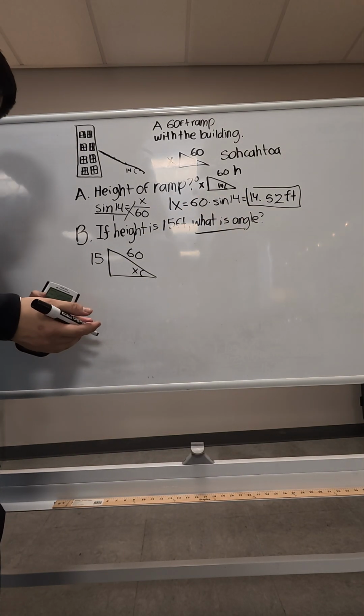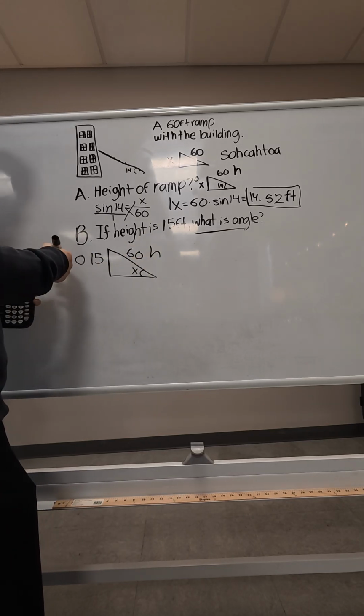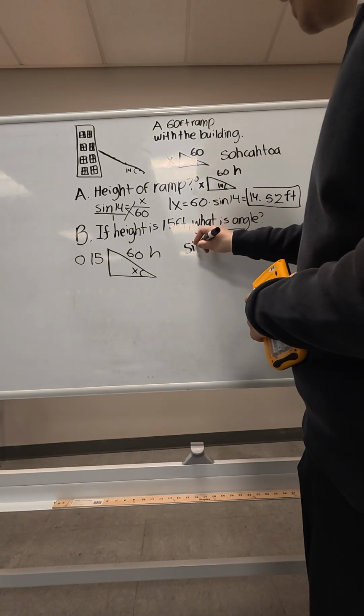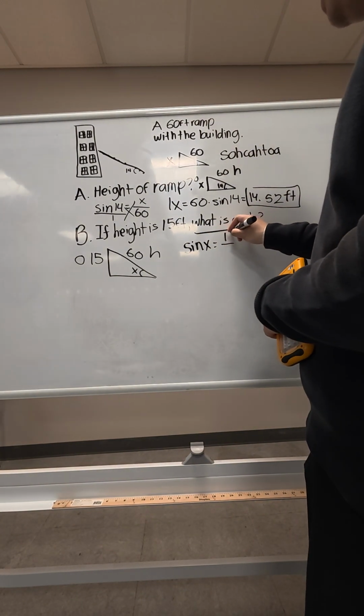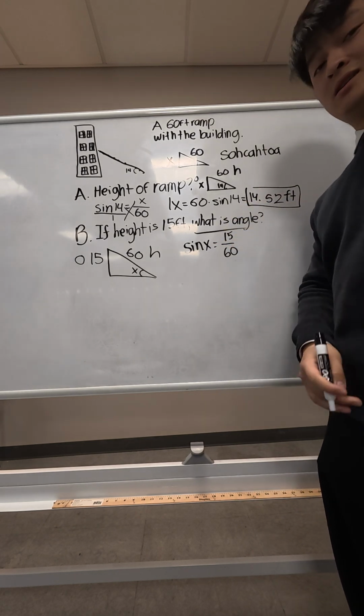Again, what am I going to do with the right triangle? Label the sides. O and H. I'm still using sine, but since I don't know my angle, I'm just going to write sine x equals 15 over 60. But what am I going to do with that? Like, how do I make x alone?